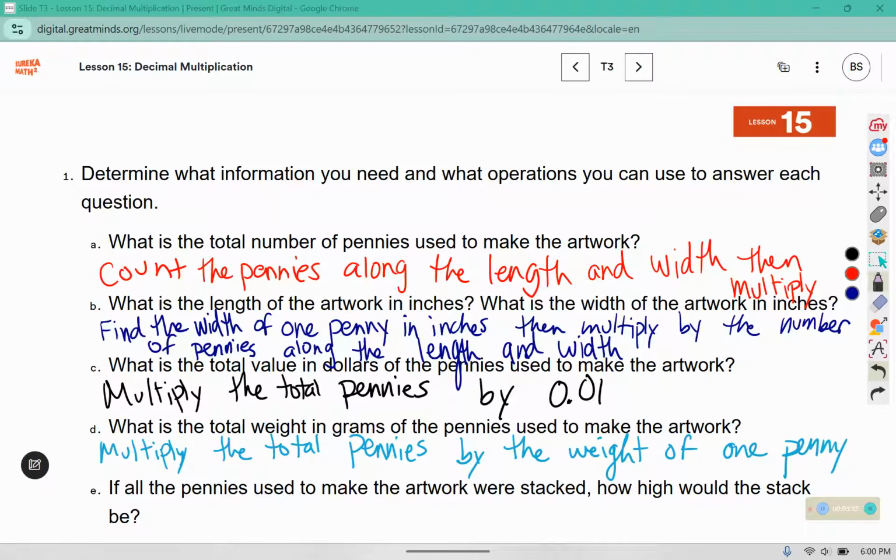If all the pennies used to make the artwork were stacked, how high would the stack be? We could multiply the total pennies by the thickness, or how high, of 1 penny.